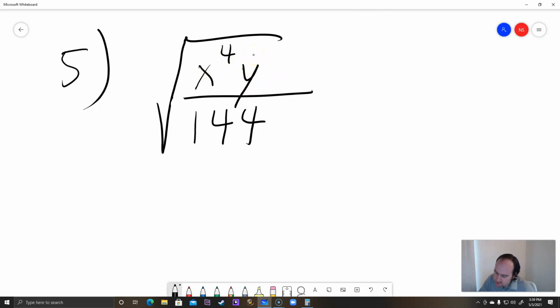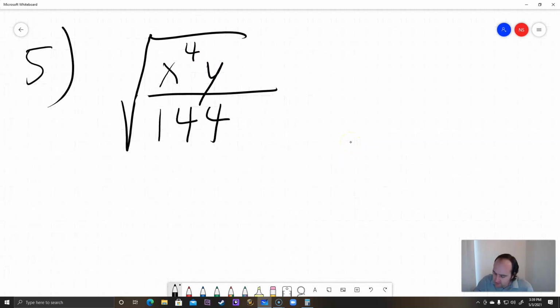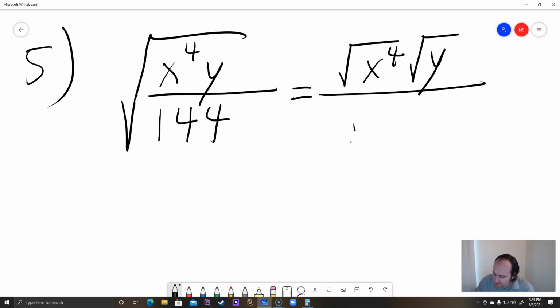So I can rewrite this as the square root of x to the 4th times the square root of y on the top, and then on the bottom we have the square root of 144. So you can literally just distribute that radical to every single thing, as long as the top and the bottom only have one term. Remember, this has more than one factor, but it doesn't have more than one term. So you're allowed to distribute the radical to everything.